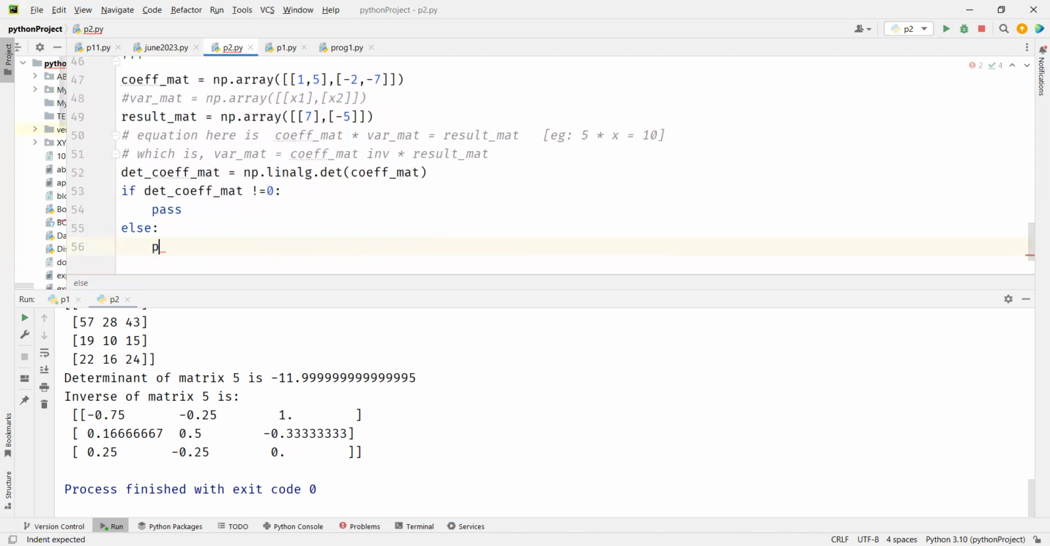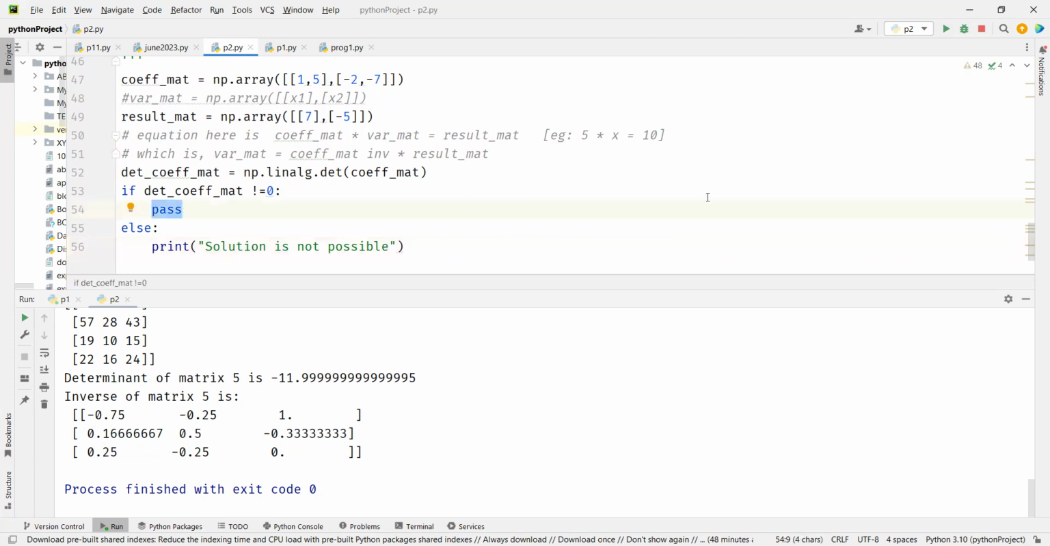Else we'll say solution is not possible for these values, or let it be solution is not possible. Now when I talk about the coefficient determinant, if the determinant is fine, then what do we do? Then the answer, or result, or your variable matrix, is going to be np.linalg.inv of your coefficient matrix.